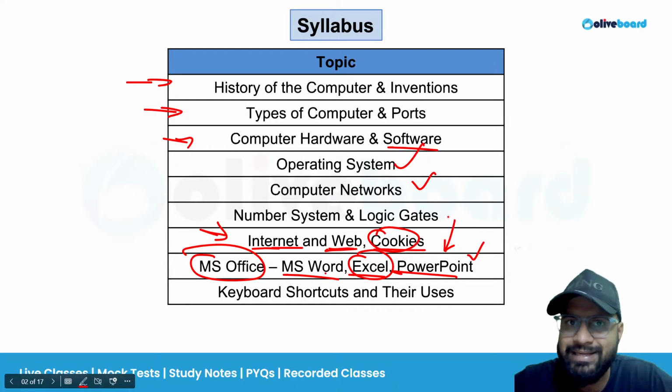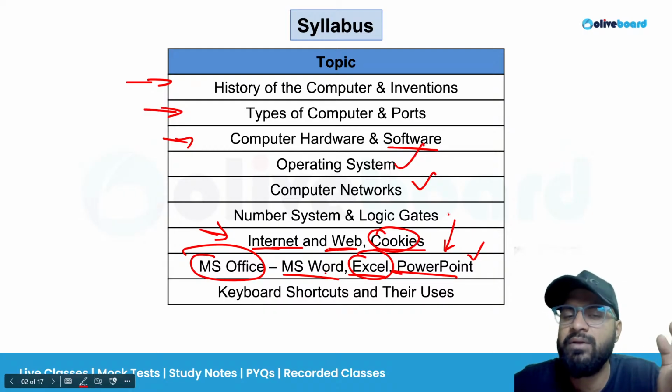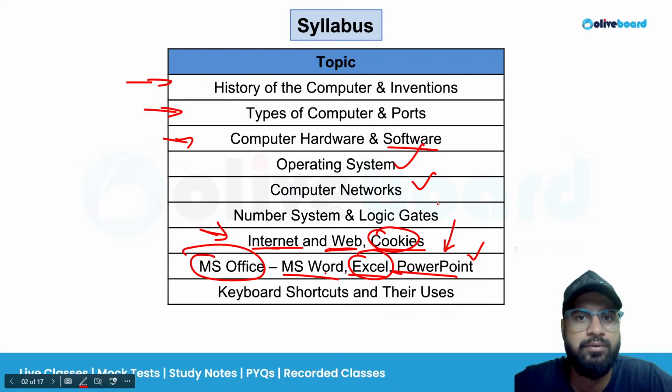So you can see this will be your syllabus that will help you crack the IBPS RRB PO and clerk mains here. Then we have keyboard shortcuts and their uses. So we will have all the keyboard shortcuts, like Control plus V, C and all those things here, Control plus K and all.